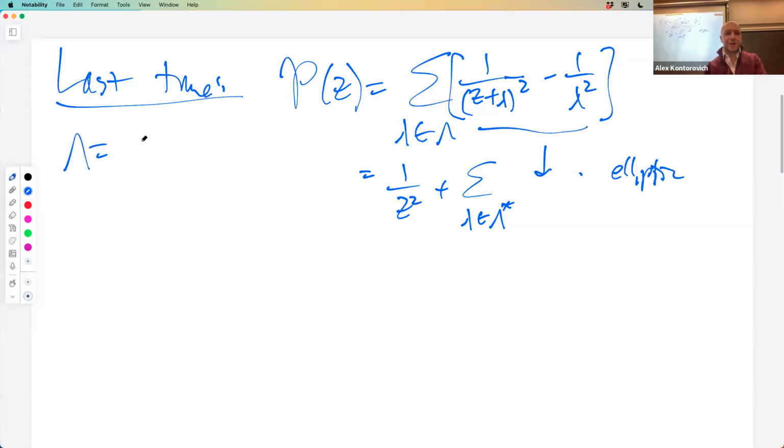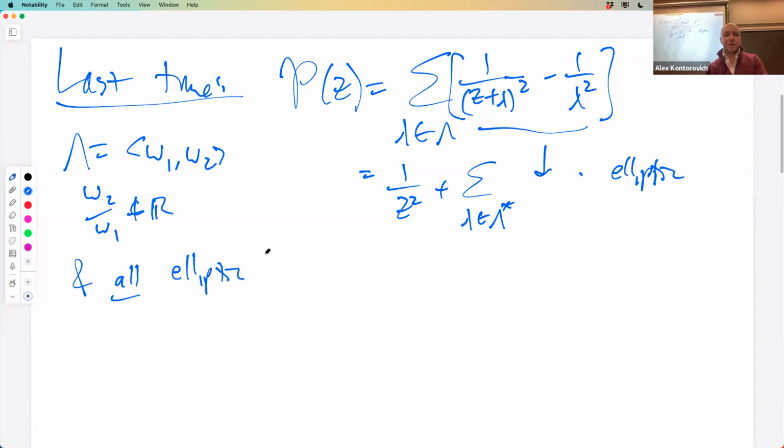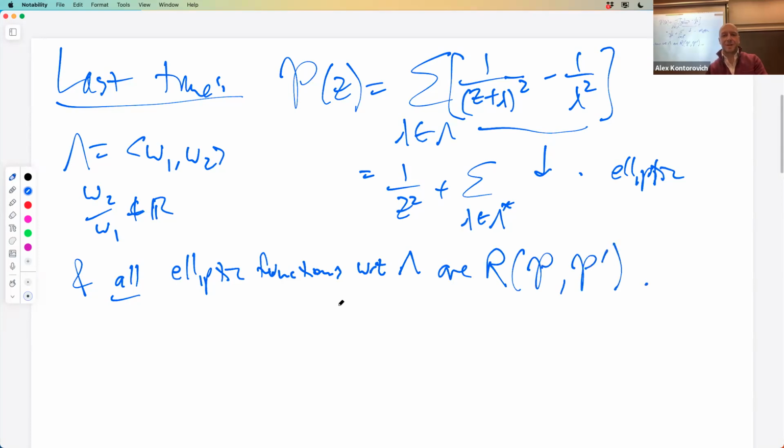Lambda, of course, is generated by some omega 1, omega 2 with omega 1 over omega 2 not real. This is elliptic, and all elliptic functions with respect to lambda are rational functions of p and p prime. So that was one reason to want to study this function.